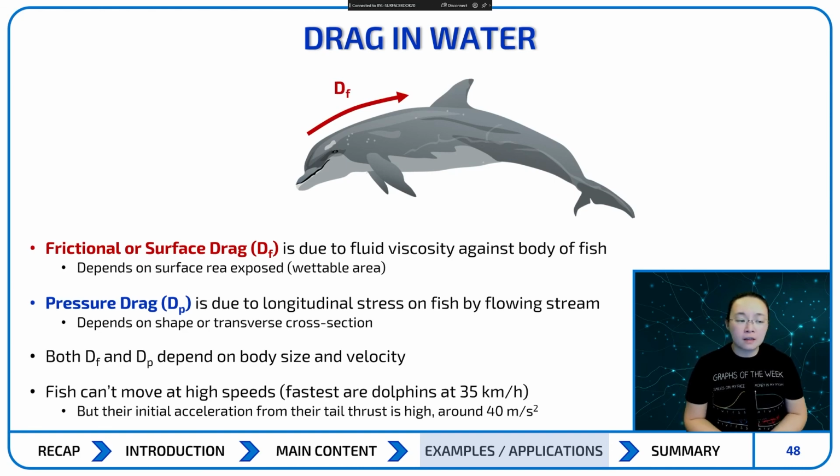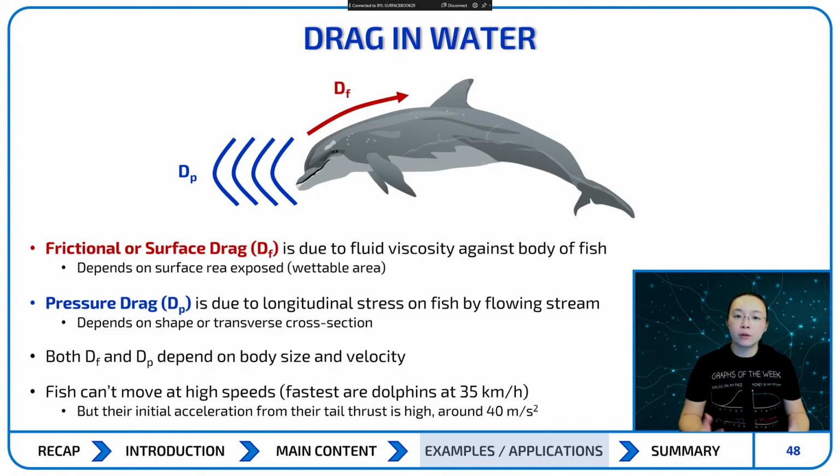The next type of drag that you have is called a pressure drag. And that pressure drag is due to the longitudinal stress on a fish by the flowing stream of water. So it depends on the shape or the transverse cross-section of the fish's face. So the pointier the nose of a dolphin or the pointier the nose of a fish, the less of a pressure drag it's going to feel. The wider the cross-sectional area, the more of an effect it will feel.